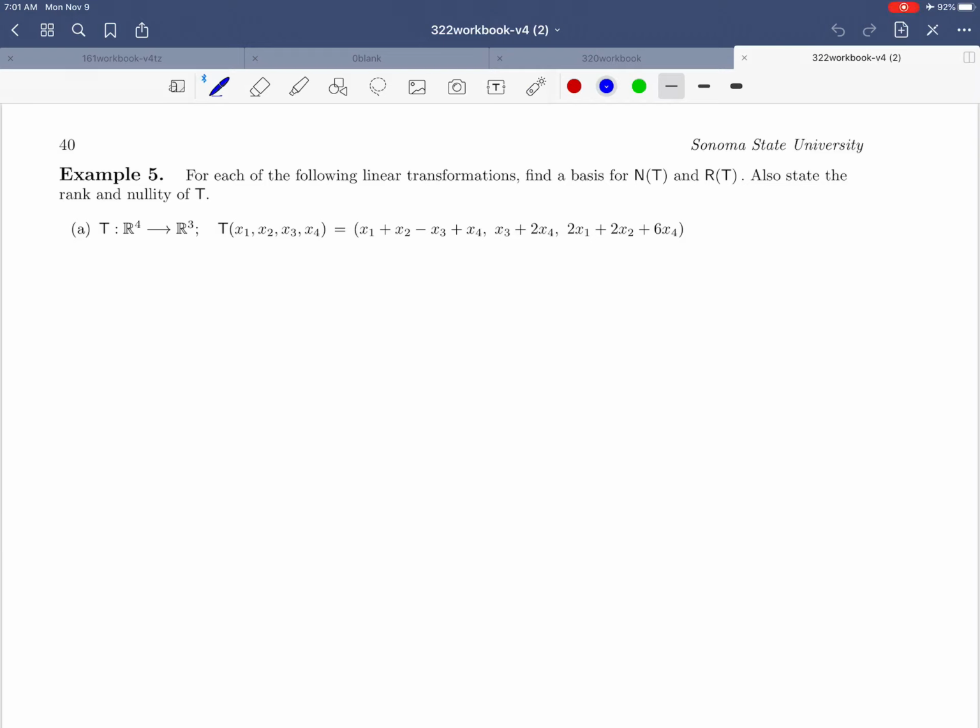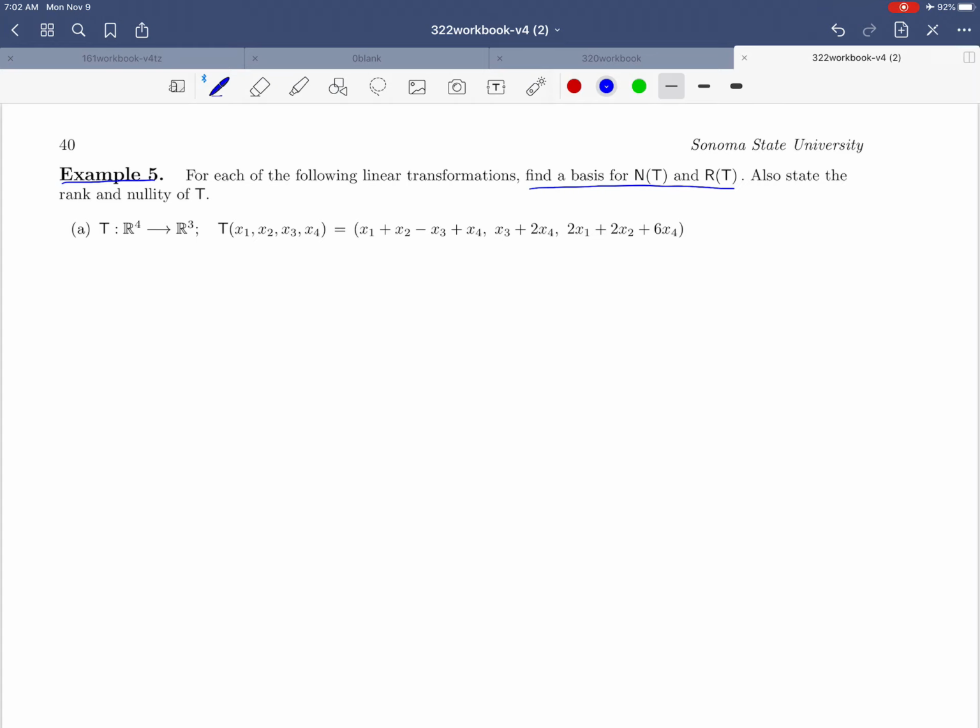Hi everybody, and welcome to example 5 on page 40 of the workbook here. This is going to be our first example of actually calculating a null space and a range of a linear transformation, and in particular, what they'd like us to do is to find a basis for the null space and the range of this transformation.